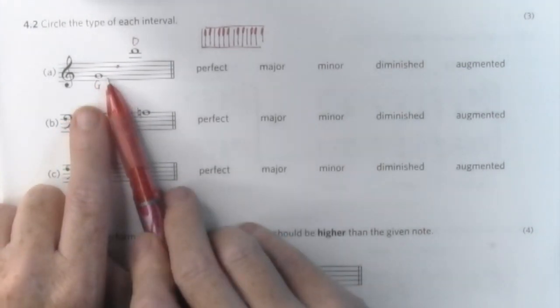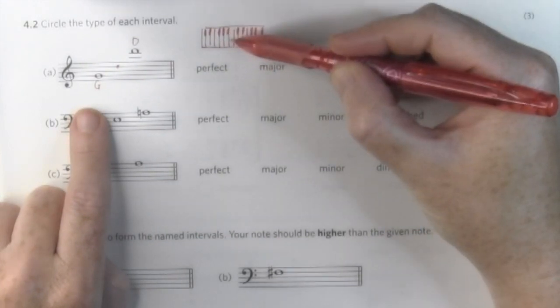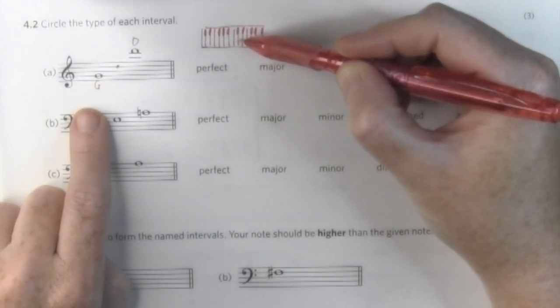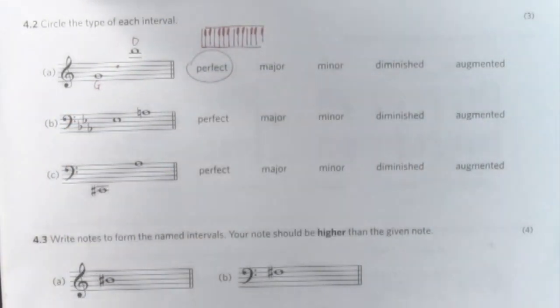It's a fifth because it's 1, 2, 3, 4, and 5. A perfect fifth is 3 tones and a half. So let's have a look: 1, 2, 3 and a half. Perfect. So it is perfect. There you go.